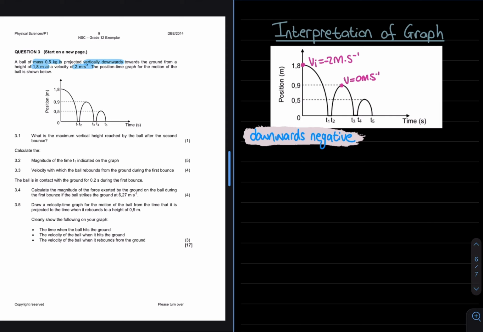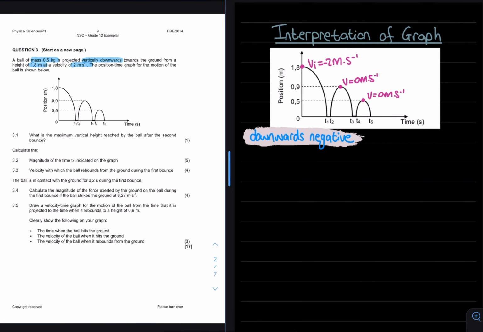It is again in contact with the ground from T3 to T4 and moves back upwards to reach its highest point again at a height of 0.5 meters. It then finally accelerates back down until it reaches T5.